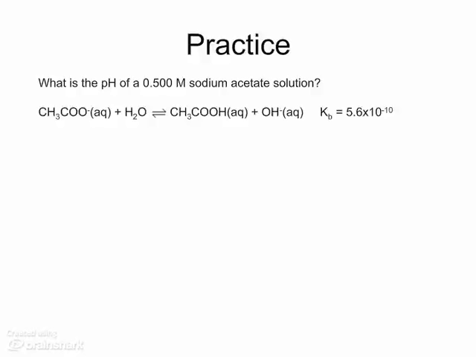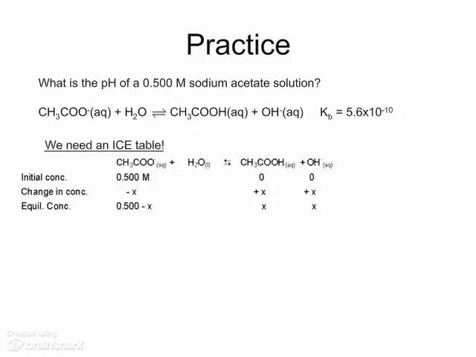Now we are going to practice what we just learned to solve for the pH of a 0.5 molar sodium acetate solution. We don't include sodium in the balanced equation because sodium is just a spectator. So we have acetate in water in equilibrium with acetic acid and OH-, and the Kb is given as 5.6 times 10 to the minus 10.